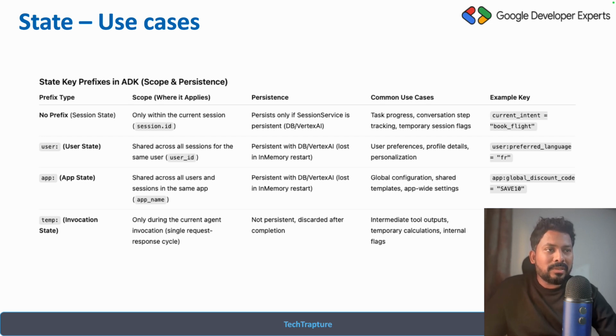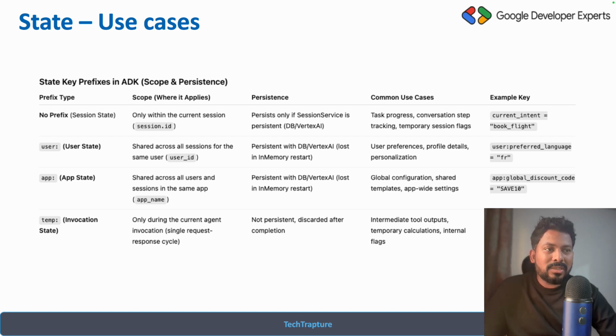When we use a session state, that state is only within the current session. If your agent starts a new session, it will not be able to access the previous session's state. Okay, its persistence depends on whether you are using a persistent database or session service. So persistence always depends on the session service you are using. If you are using the in-memory session service, your state will not be persistent.